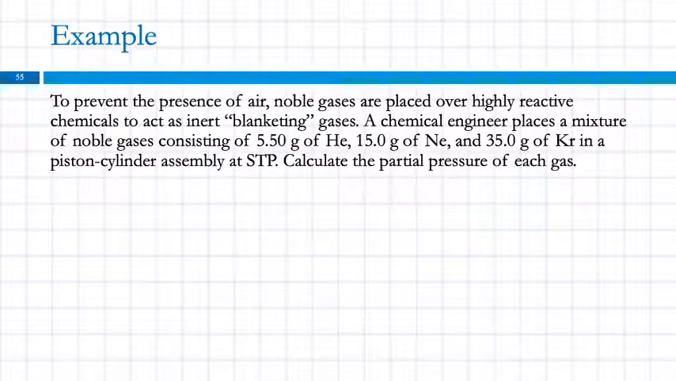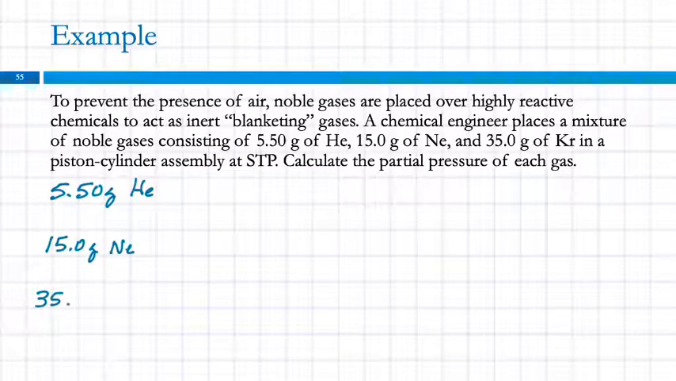So this is actually a very tedious problem. We're going to do it anyway. So we've got three numbers in here. It's always a good idea to just pull the numbers out and write them down, because that can help you see what you need to do. So 5.5 grams of helium, 15 grams of neon, and 35 grams of krypton. And it's wanting us to calculate the partial pressure.